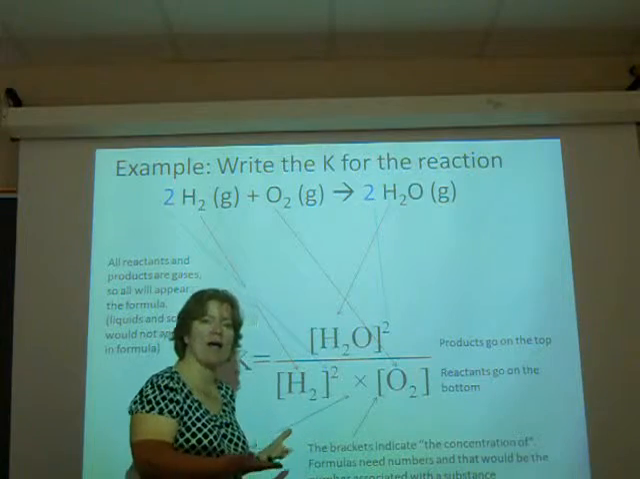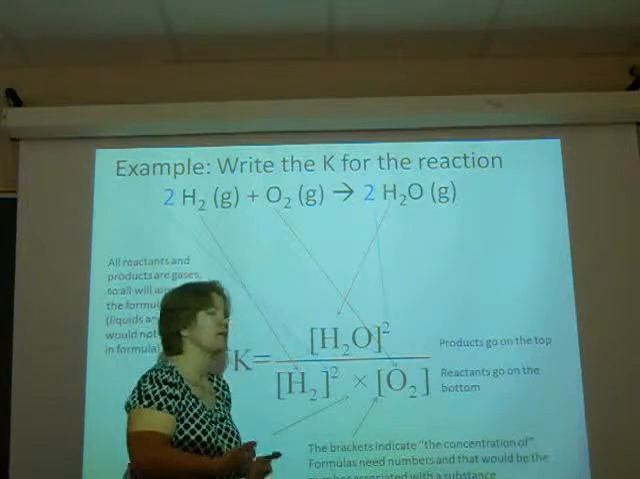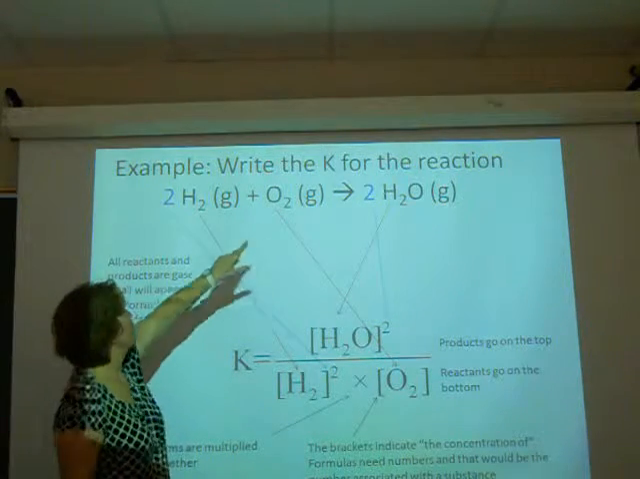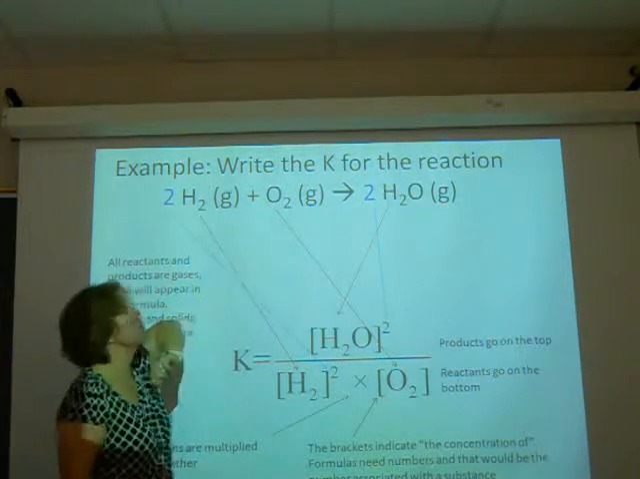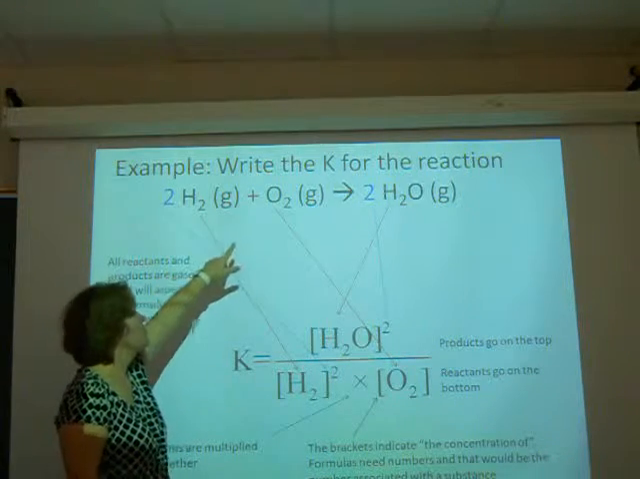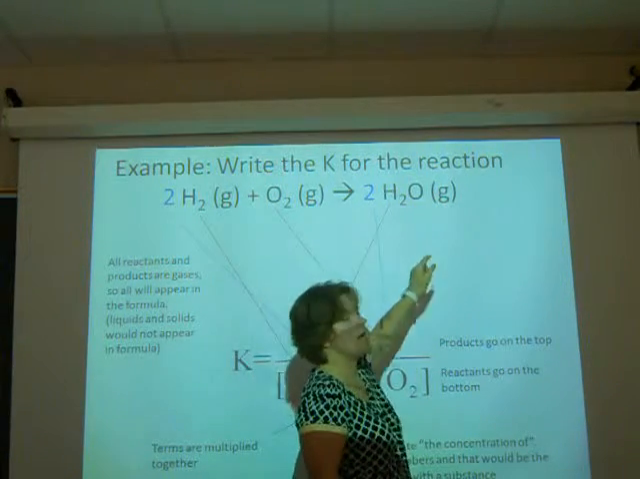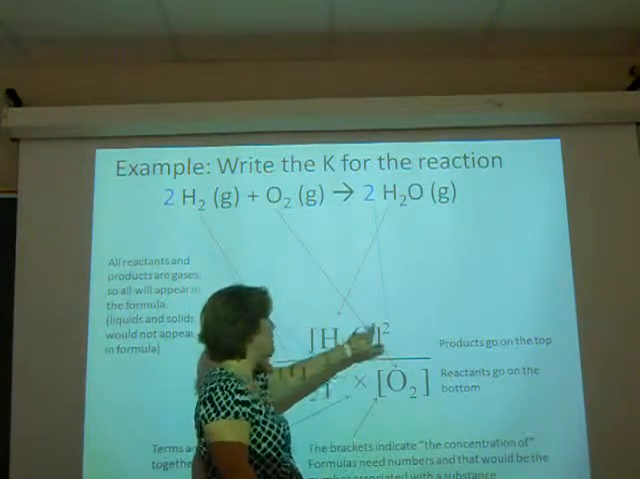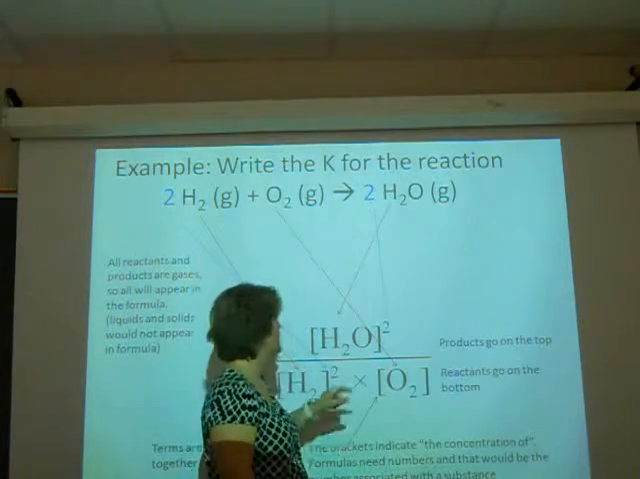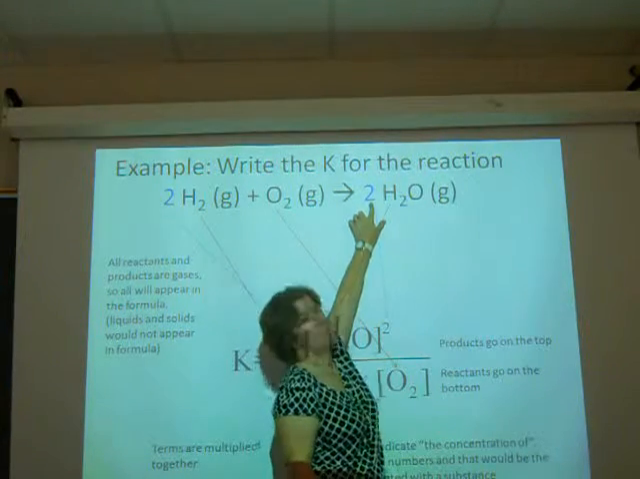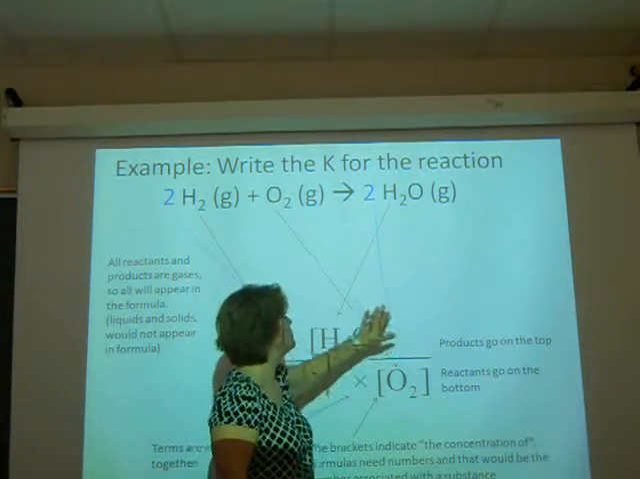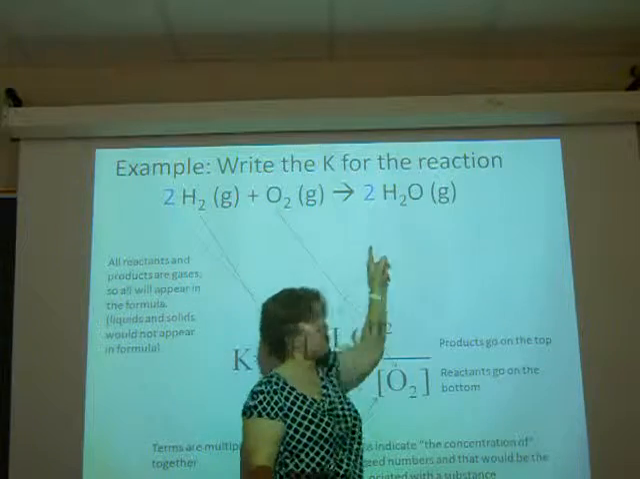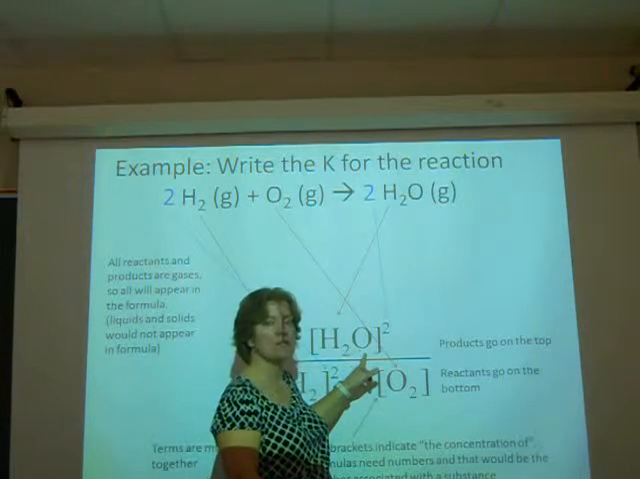Every chemical reaction I have has a different K expression. In this case, I want to write the K expression for the reaction 2 hydrogen gas plus oxygen gas makes 2 water gas. I have one product, water. I'm going to put it in brackets for concentration, and I'm going to square it because there's a coefficient of 2. Notice the entire chemical formula, H2O, goes inside the bracket. Outside the bracket goes the coefficient, which means I take the concentration of the steam and square it.